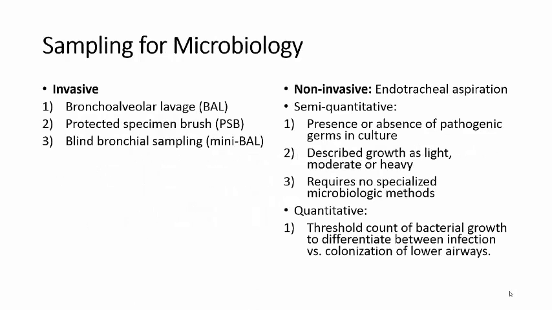Sampling for microbiology, if it's invasive, it's BAL or a protected specimen brush or a blind bronchial mini BAL. Non-invasive is just endotracheal aspiration. And you can look for just presence or absence of pathogenic germs in culture, described as light, moderate, heavy growth. Or you can do a quantitative version of it at this point, which we do in our center.